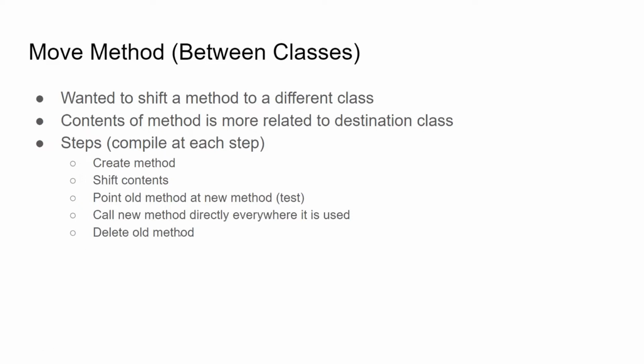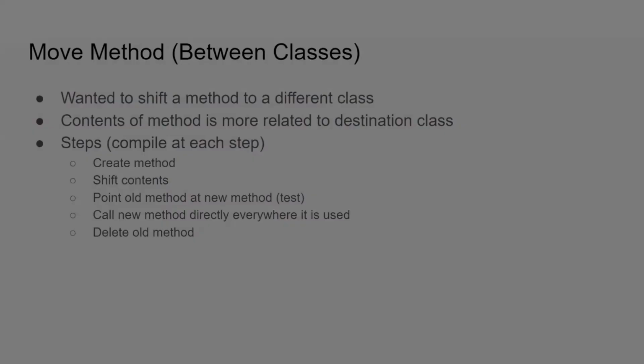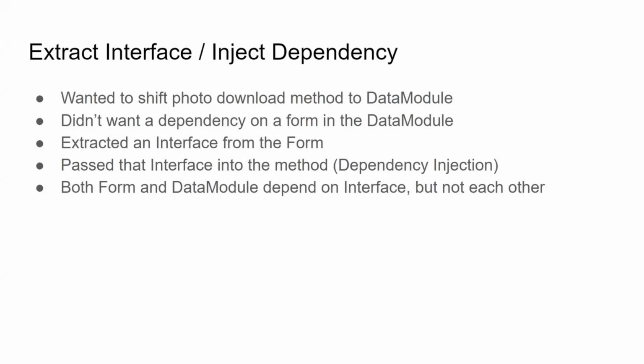You might do it the other way around. You might delete the old method and then try to compile, and that will give you an indication as to where to remove the old method call. So our next refactoring: extract interface and inject dependency.